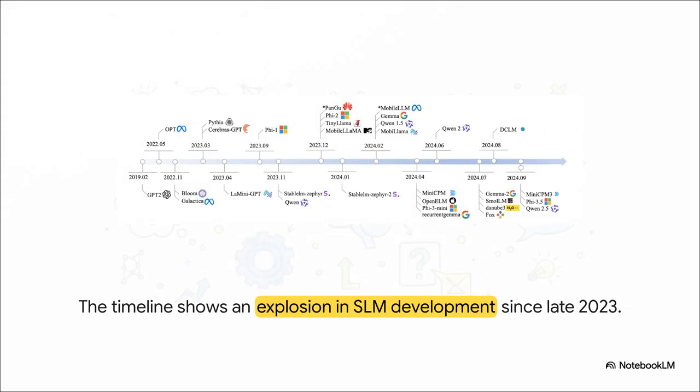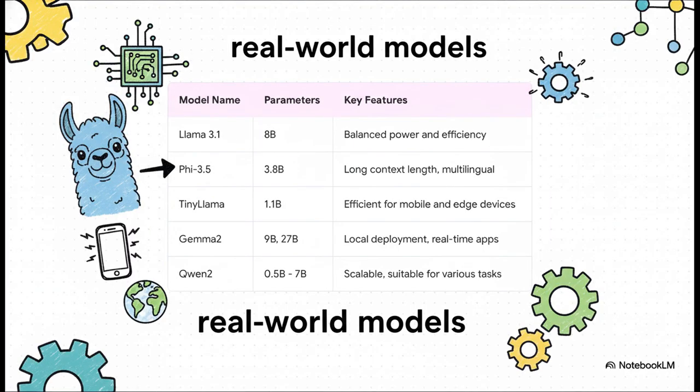The idea of smaller models has been around for a bit, but just look at this timeline. Things absolutely exploded in late 2023 and into 2024. All the big players, Meta, Google, Microsoft, are jumping in with both feet. This isn't some niche experiment. This is a full-blown movement. And we're not talking about theoretical models here. These are real-world tools that are out there right now.